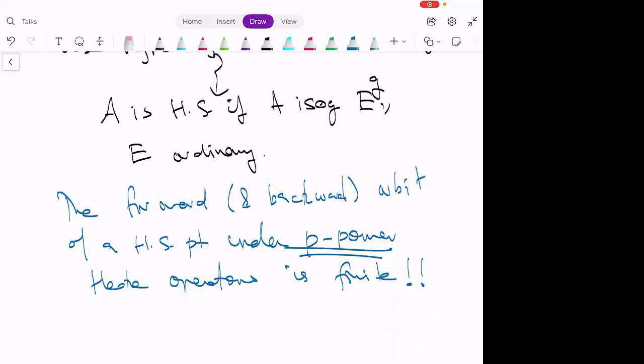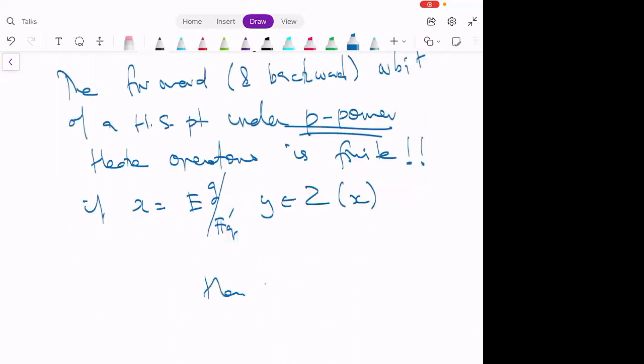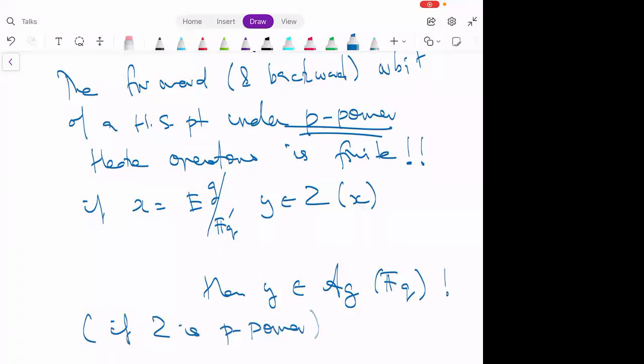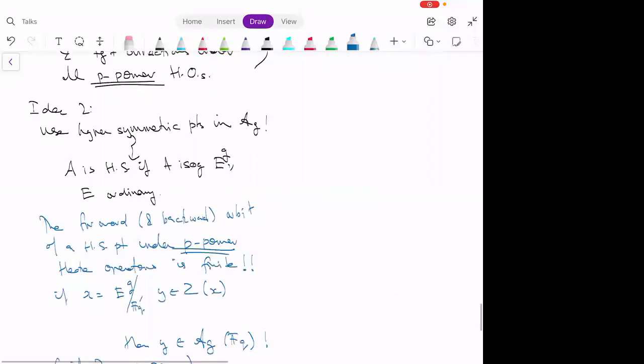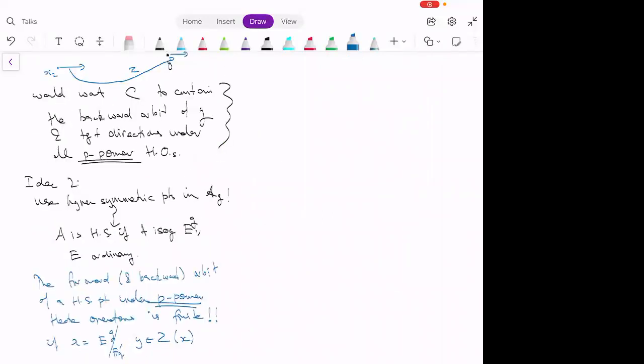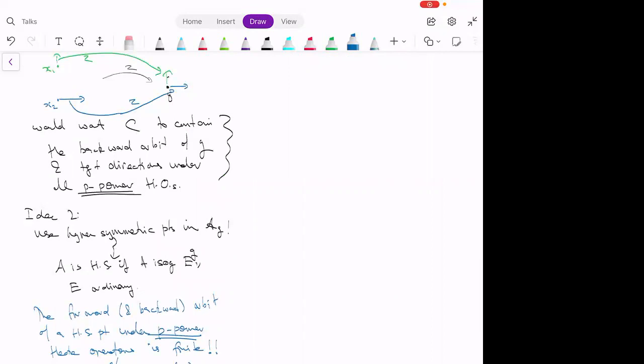The way one sees this is that if x is defined over F_q cubed, and if y is an element in the p power Hecke orbit of x, then y is also going to be defined over F_q cubed. So one can cut down from infinitely many conditions to finitely many conditions by just insisting that your point y is hypersymmetric, because then the backward orbit of y under p power Hecke translates is going to be finite. It's just going to consist of points all defined over F_q cubed.